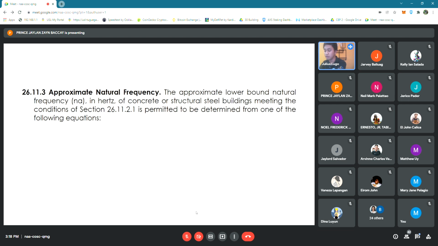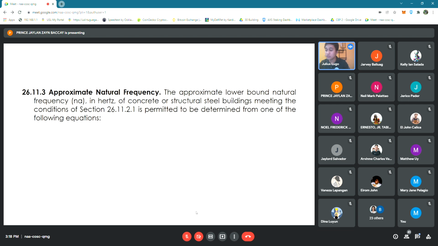Okay. We have an approximation of natural frequency. So this is how we're going to compute the natural frequency of the building. In the next slide, we have the formula. First, we have to determine if the building is structural steel or reinforced concrete, or a combination of the two. So next slide, Prince. You will see in the next slide the formula that we will use.